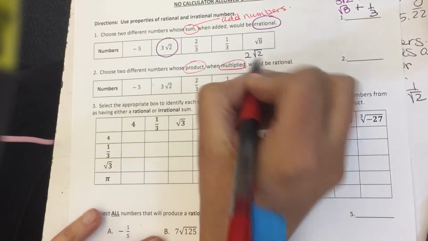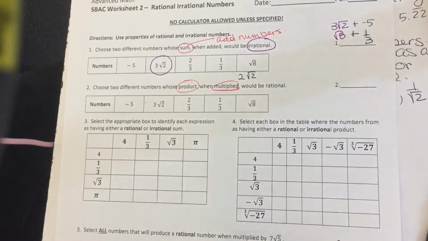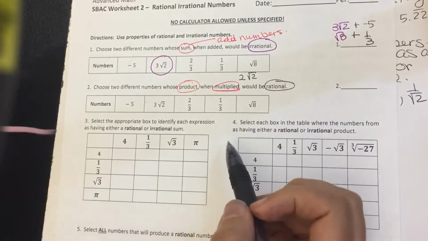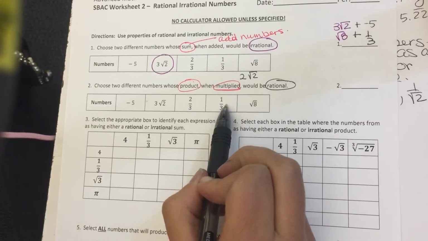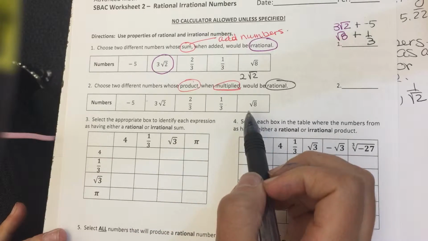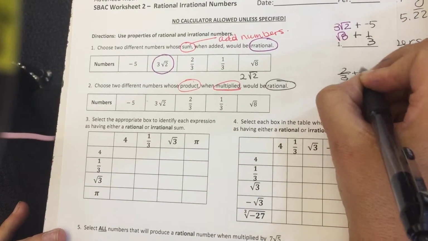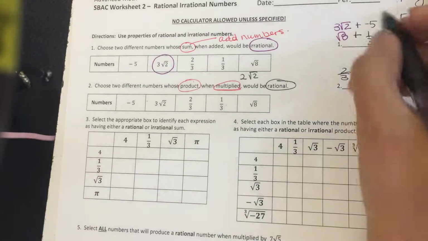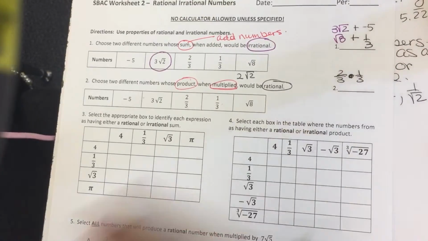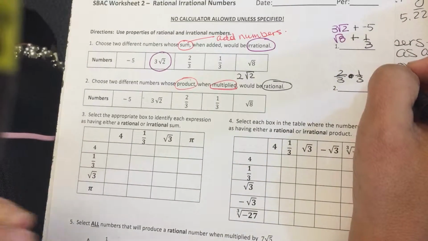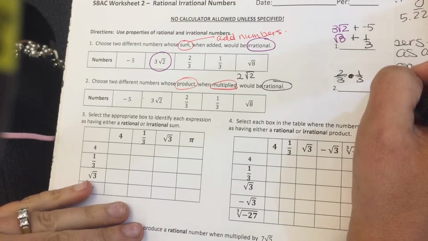Here it's going to say product, and then when multiplied. So we're going to multiply things now. So I want it to be rational. So anytime you have two numbers, like the easy one might be this one plus this one. That would definitely work because 2/3 plus 1/3 is 1. But you could have a lot of other ones also. Dang it, it's not supposed to be plus, it's supposed to be multiply. Thank you, Michaela. And so that would be 2/6, which is still rational.